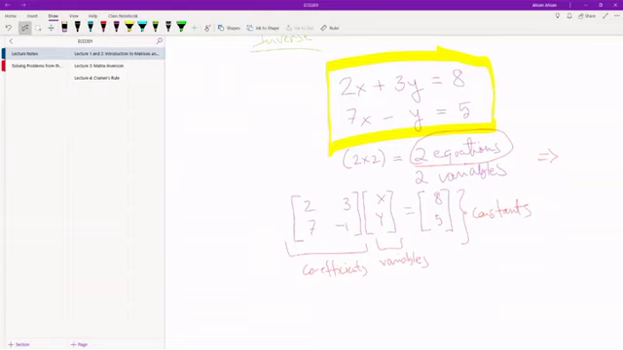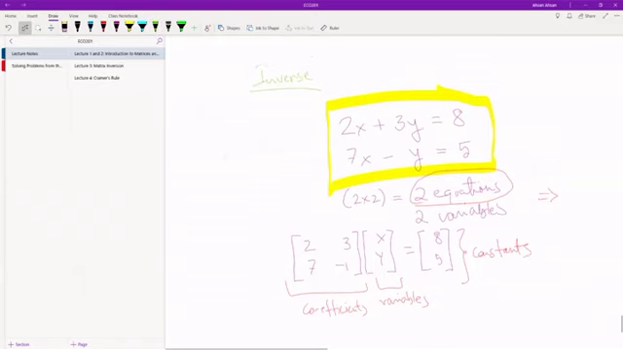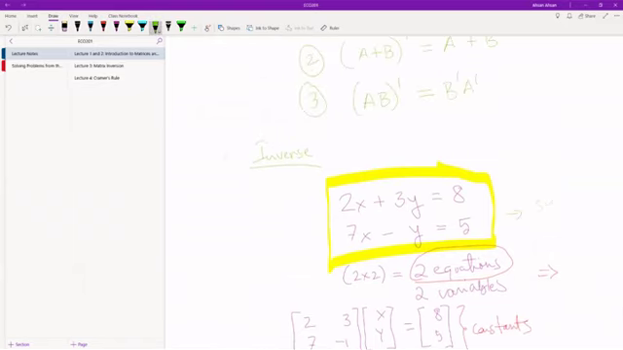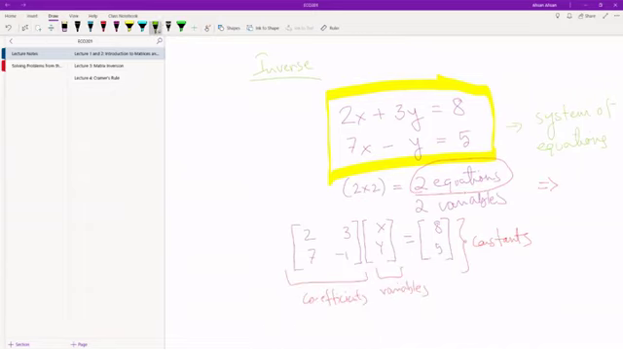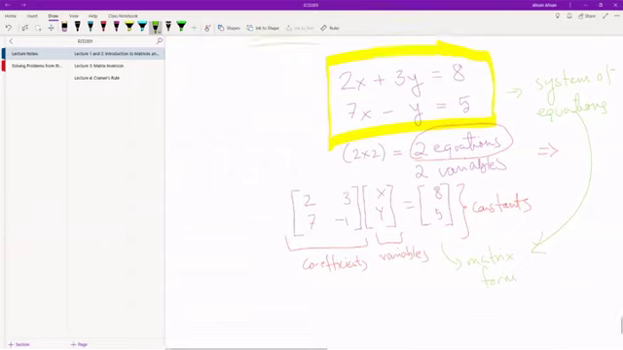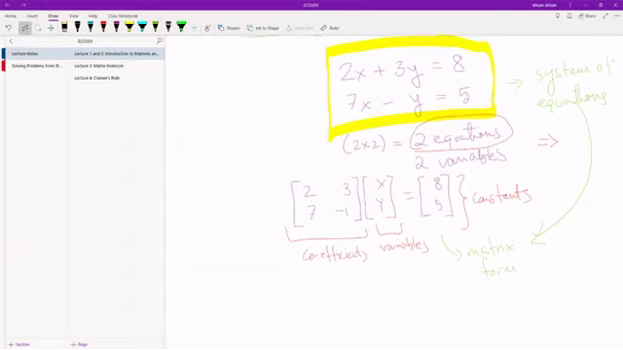So we can convert any system of equations into its matrix form. So I'll just write that down as well. So this is a system of equations, and this is the matrix form of the same system of equations. So they're both the same thing.